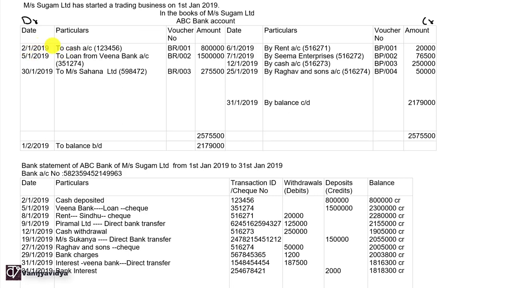Let's see the first one. 2nd Jan 2019 to cash account, 123456, BR001, 8 lakhs. So this is cash deposited. Let's see if it is appearing in the bank statement. So 2nd Jan 2019 we have cash deposited. Let's check the transaction ID and the check number 123456. Deposit credit 8 lakhs. So let's mark this transaction.